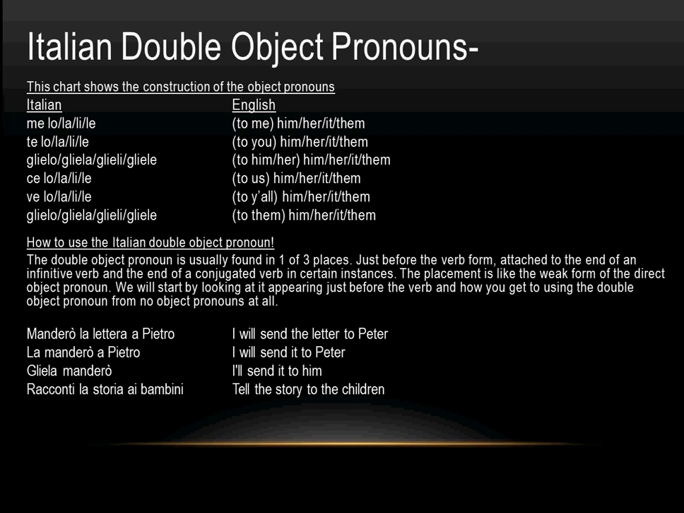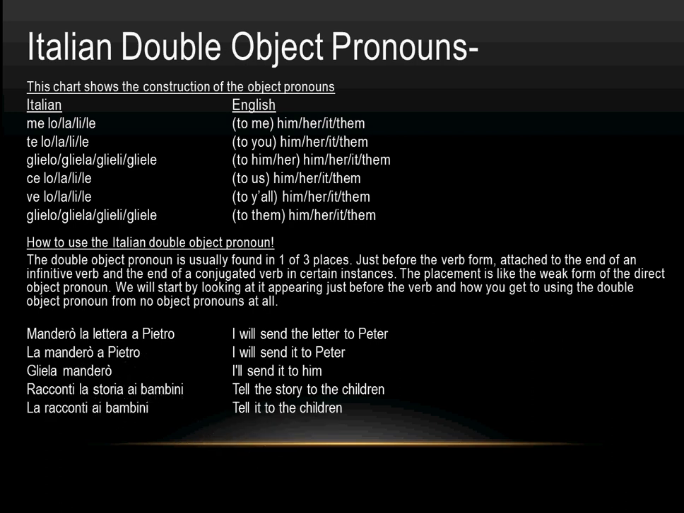Tell the story to the children. Okay, let's start off by looking at the sentence real quick. Story being the direct object. Tell the story. And to the children. The children are the indirect object. Let's replace the direct first.